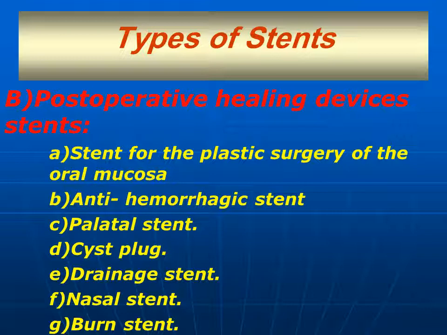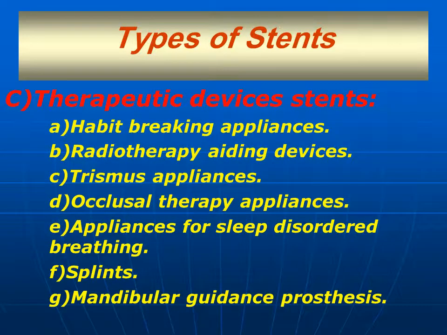and this includes the following: stent for plastic surgery of the oral mucosa, anti-hemorrhagic stent, palatal stent, cyst plug, drainage stent, nasal stent, and burn stent. The third group is called therapeutic device stents, which include habit breaking appliances, radiotherapy aiding devices, trismus appliances, occlusal therapy appliances, appliances for sleep disorder decreasing, splints, and mandibular guidance prosthesis.